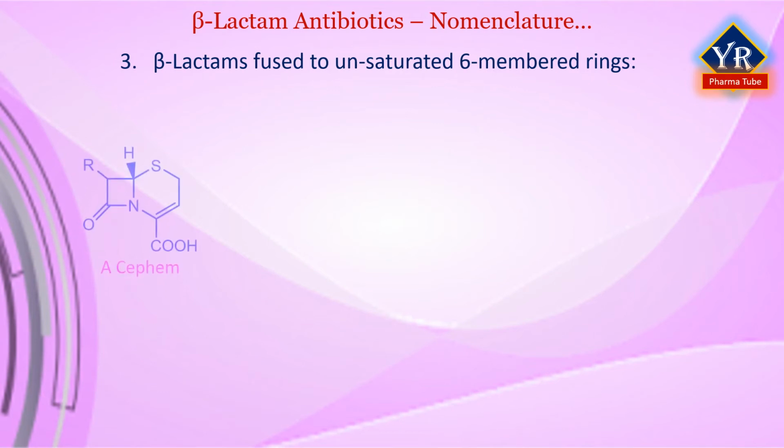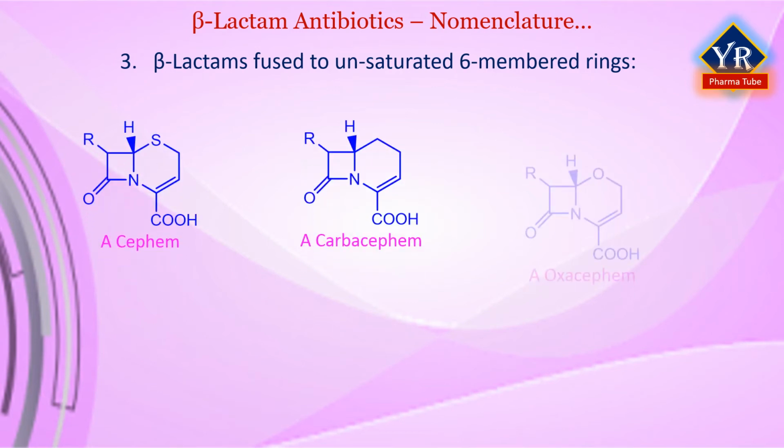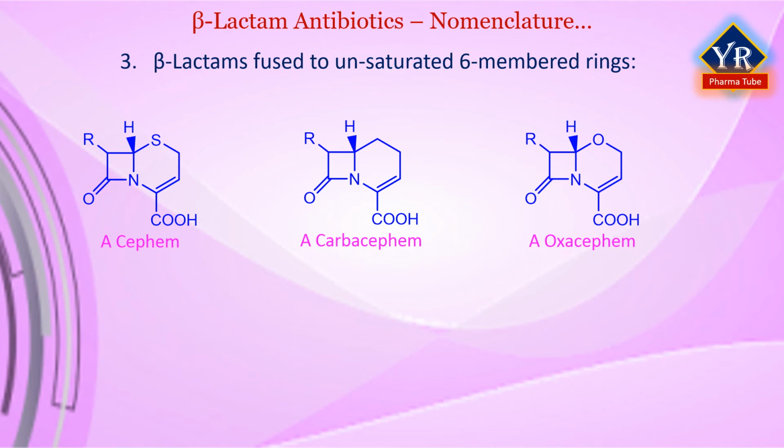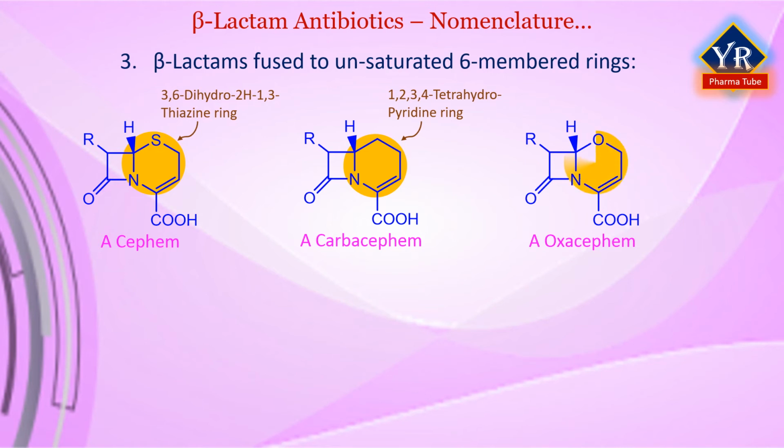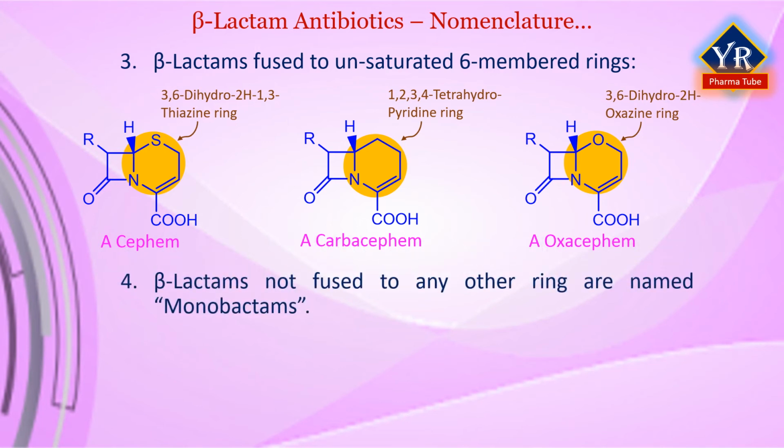Number 3. Beta-lactams fused to unsaturated 6-membered rings. In this case, we have cephems, carbacephems, and oxacephems. In cephems, the beta-lactam ring is fused to a 3,6-dihydro-2H-1,3-thiazine ring. In carbacephems, the beta-lactam ring is fused to a 1,2,3,4-tetrahydropyridine ring system. And in oxacephems, the beta-lactam ring is fused to a 3,6-dihydro-2H-oxazine ring. And lastly, the beta-lactams that are not fused to any other ring are named monobactams.